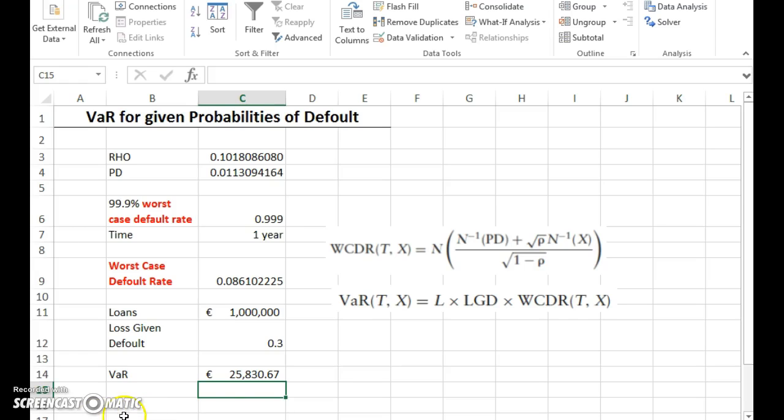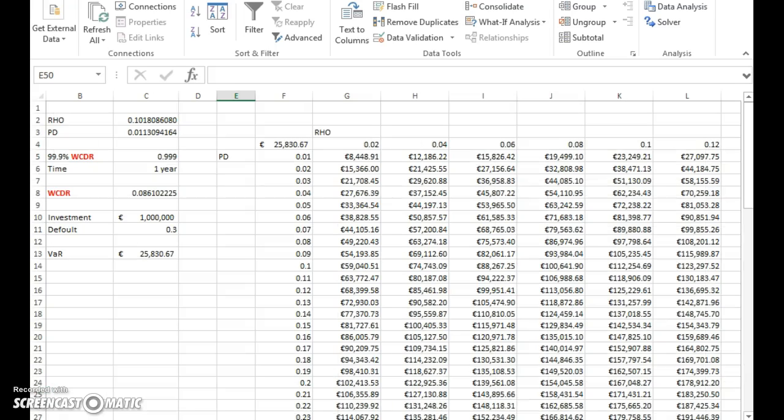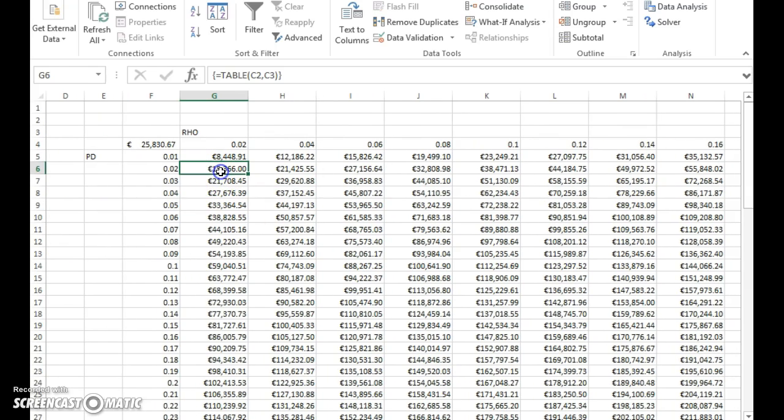We can use the values that we have here to stress test the VaR and to see how the value at risk changes when we change the parameters, probability of default and the correlation. So here I have estimated using the data table from what-if analysis that as the rho, or the correlation, increases, the value at risk will also increase. And same for the probabilities of default. As the probability of default increases, the value at risk will also increase.